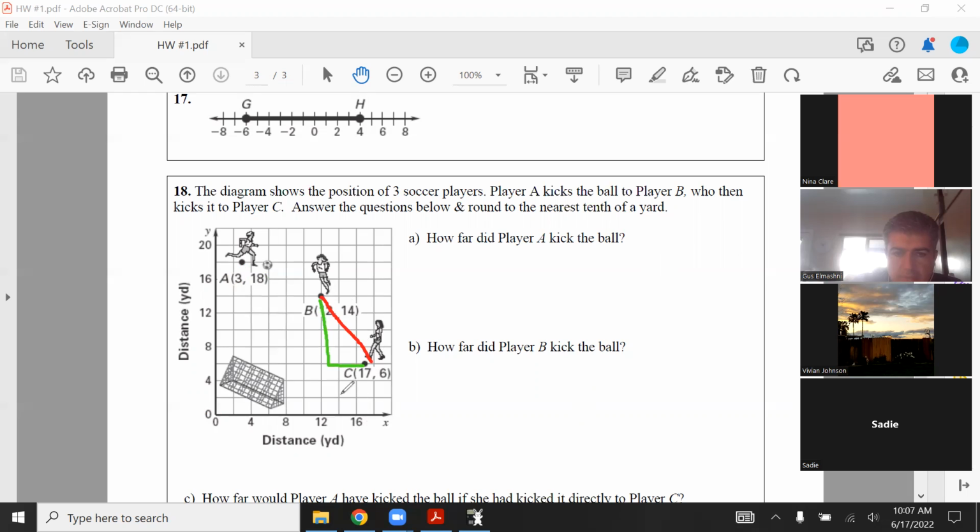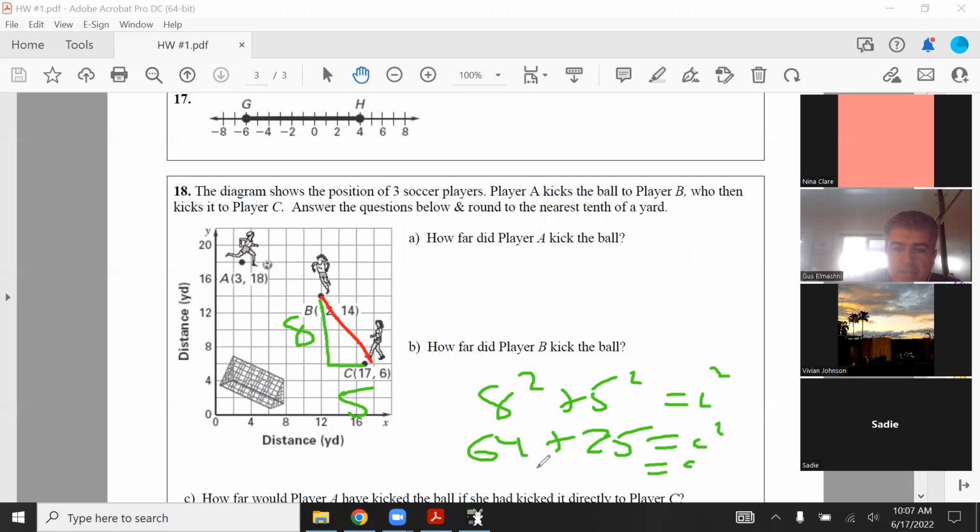The horizontal leg is 5. The vertical leg is 8. 14 minus 6 is 8. 17 minus 12 is 5. So 8 squared plus 5 squared equals c squared. 64 plus 25, that's 89. So c is root 89. Hopefully that makes sense.